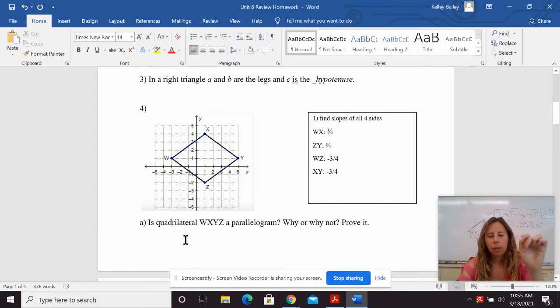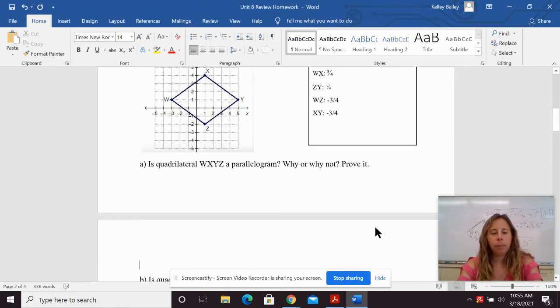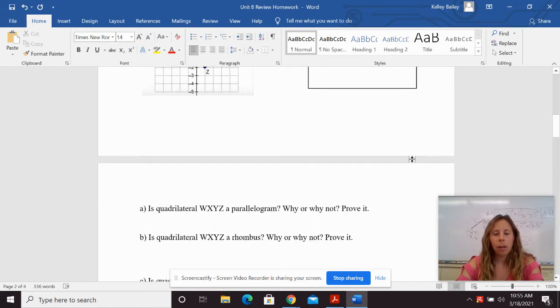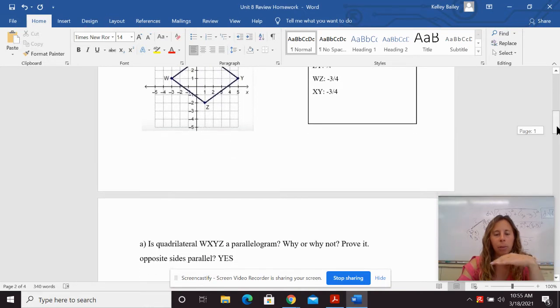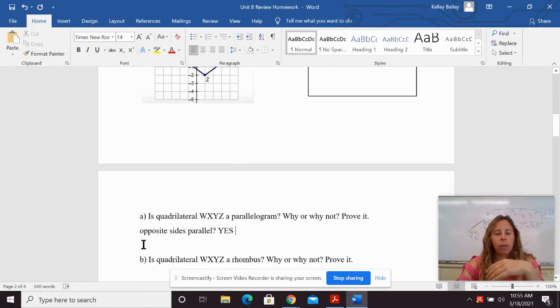Okay. So to be a parallelogram, we have to have opposite sides parallel. So yes, that is true. Opposite sides are parallel. We just proved that. They have the same slope. Also, to be a parallelogram, opposite sides must be congruent. We need to figure that out.